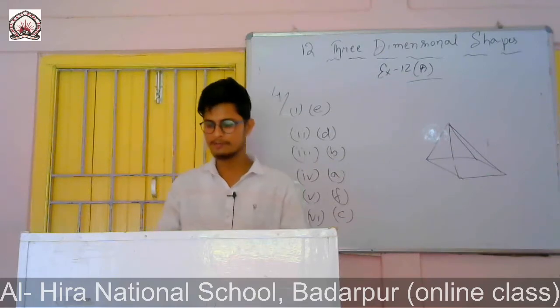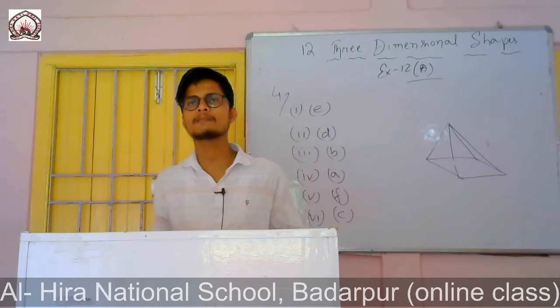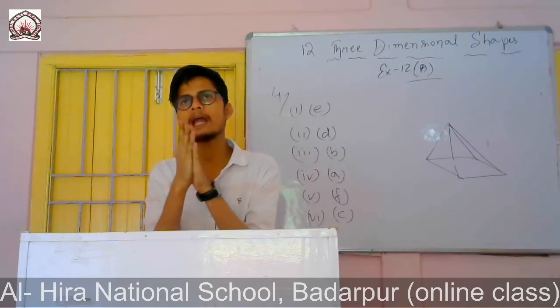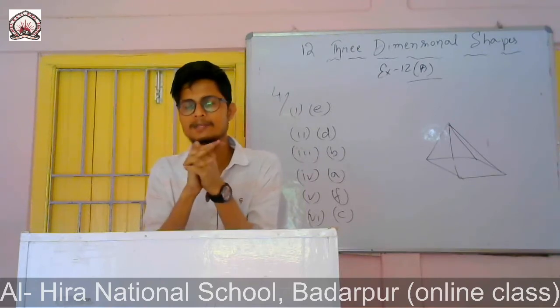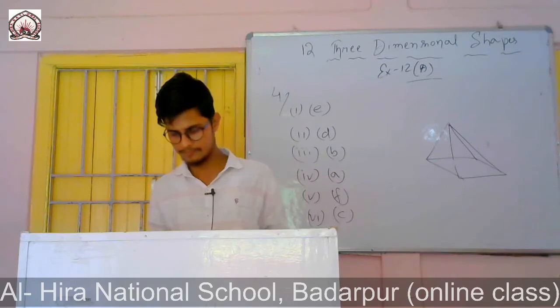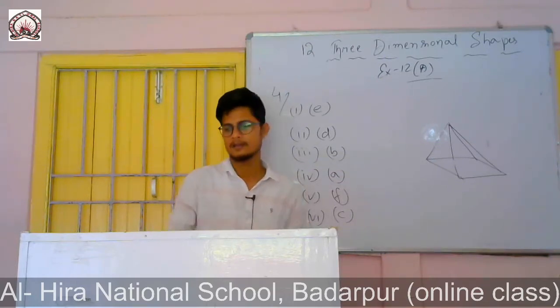Tell whether each of the following figures is a plane figure or a solid figure. Plane figure means if they lie on a single plane, then they are plane figures. If they lie on more than one plane, that means they are solid figures. So cube is a solid figure.